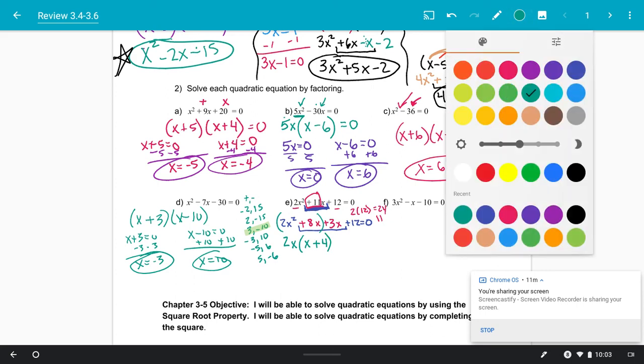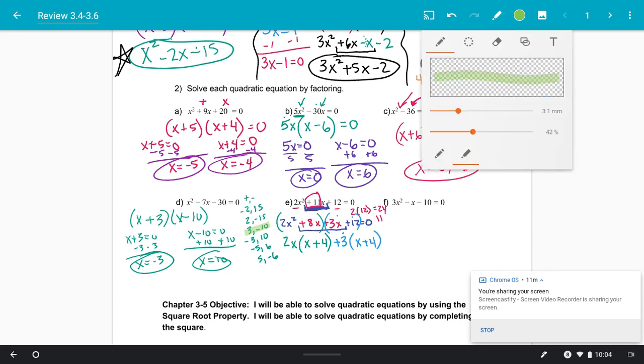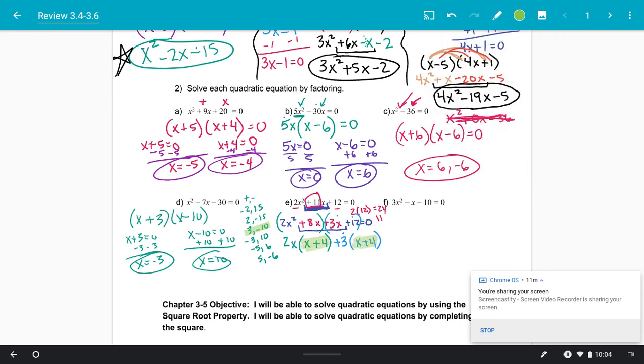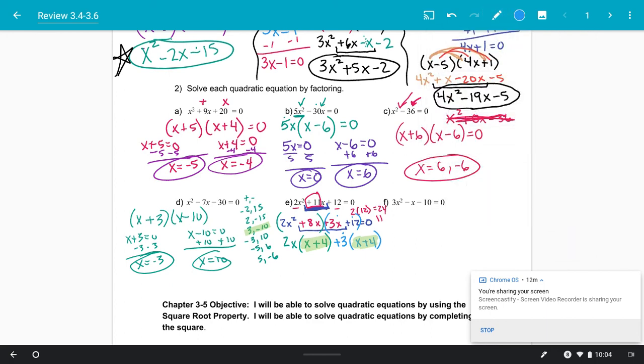And then we do the same thing here. Pull out a positive 3, and 3x divided by 3 is x. 12 divided by 3 is 4. Now you'll notice we have the same thing twice. So what we're going to do is just pull out the 2x plus 3 in one parenthesis, and then we'll put the x plus 4 once.